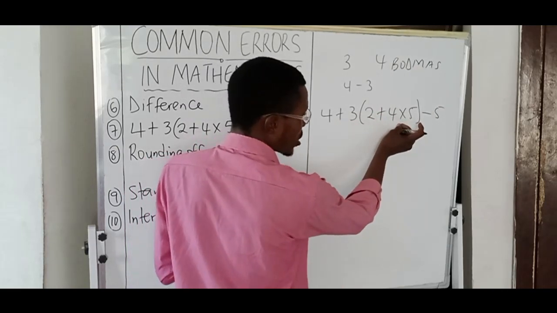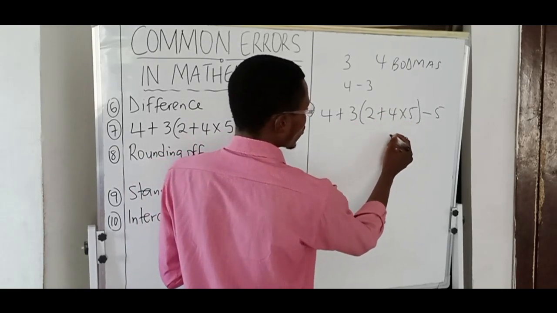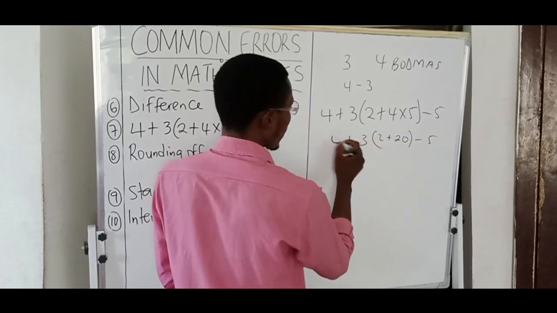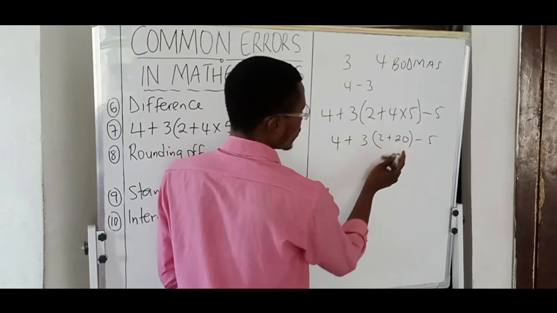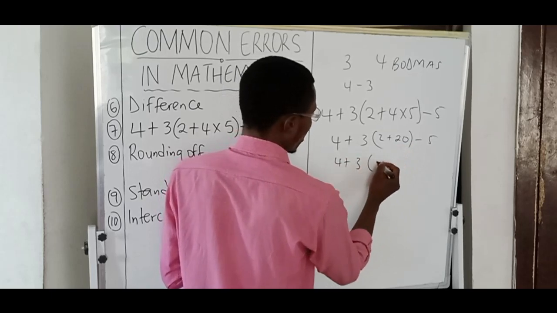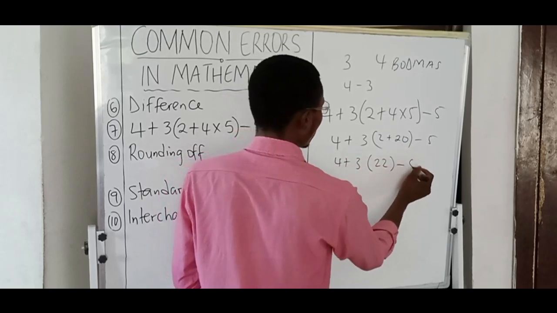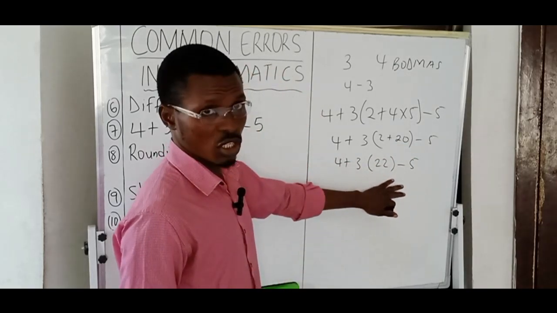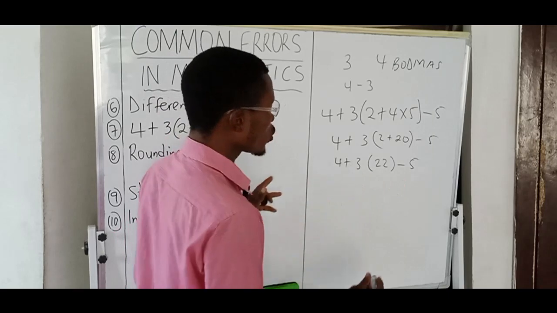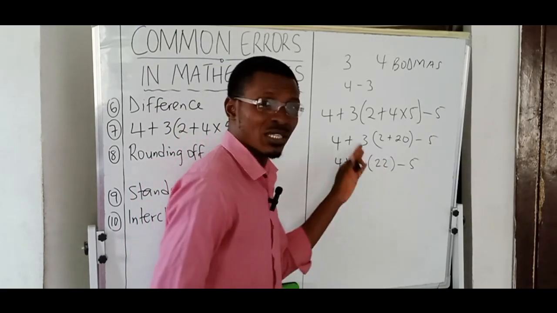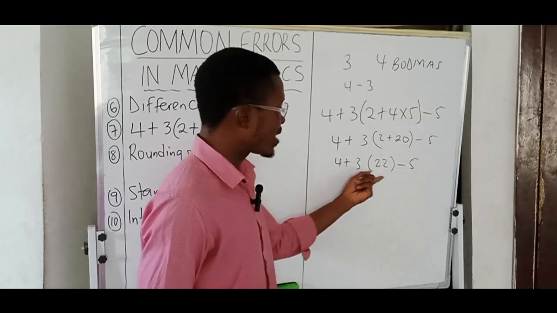So we are multiplying this first to give us what? 20, then plus 2. Still have your bracket, right? Then 20 plus 2 gives us what? 4 plus 3, bracket 22 minus 5. Some students will successfully get to this stage, but the mistake they make is they fail to understand that bracket also means times. So 3 bracket 22 means 3 times 22. So you have to multiply this first.